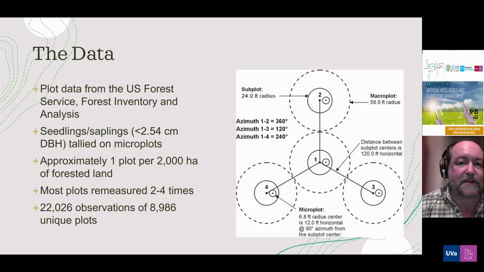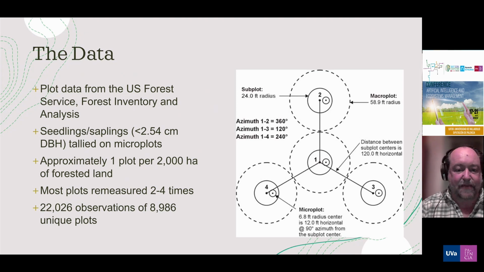So I said we're going to take a machine learning approach to this and let data drive some of our conclusions. These are the data we're going to use. This is the data from our National Forest Inventory System, or what we call the Forest Inventory and Analysis here in the States. And the data on regeneration come from this sort of strange cluster plot design. There's approximately a plot per 2,000 hectares of forested land. And we're talking about seedlings and saplings that are either smaller in diameter than 2.5 centimeters, or they're shorter than breast height. Most of these plots are permanent plots, and over the last 20-ish years, it varies by state, most of the plots have been remeasured 2 to 4 times.